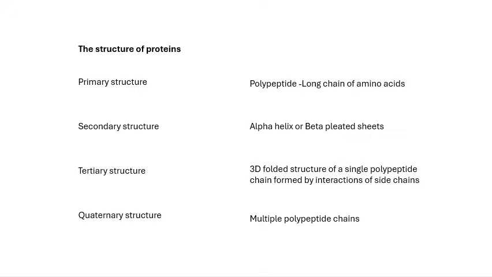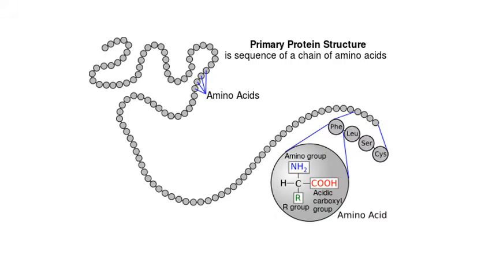There is a tertiary structure, which is a 3D folded structure of a single polypeptide chain formed by interactions of side chains. That's the tertiary. And then the quaternary is when you have multiple polypeptide chains. So the primary structure, lots and lots of amino acids joined together. To be officially a protein, there needs to be at least 50 of them. Yes? So that's your primary protein structure.